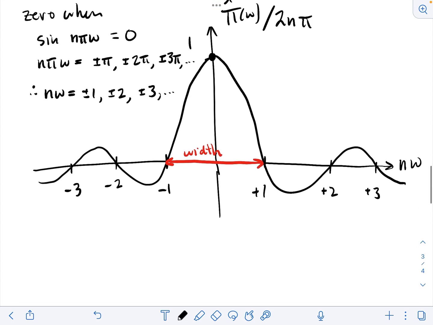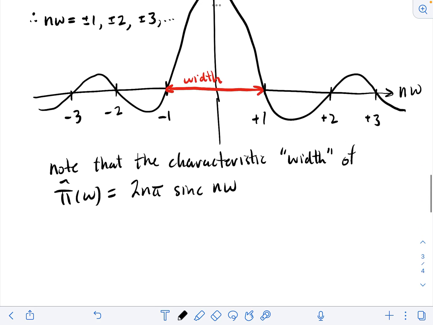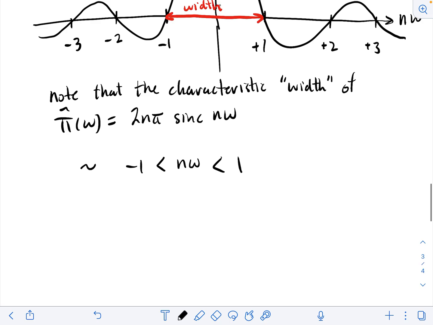Okay, so note that the characteristic width of pi hat of omega, which was 2n pi times the sinc function of n omega, is something like n omega falls between plus and minus 1. And so if we divide by n, then omega lies between plus and minus 1 over n.